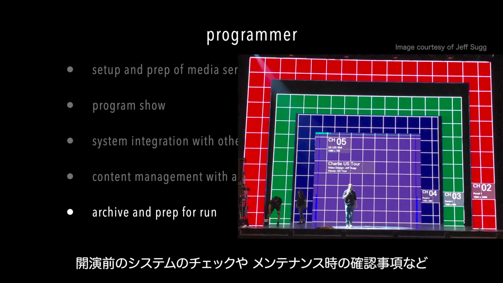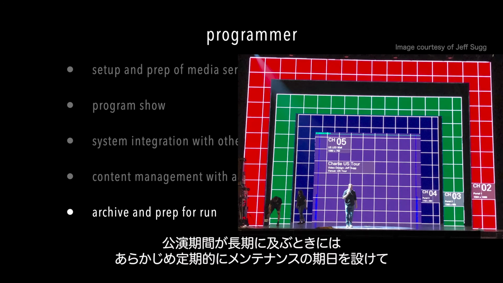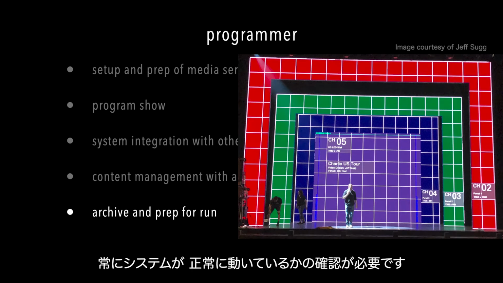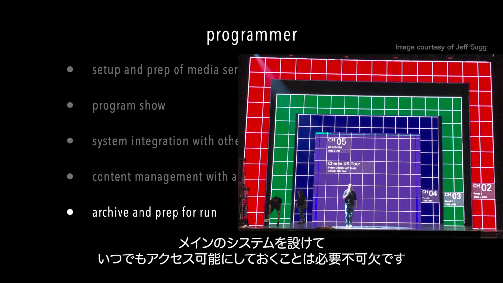And that brings us to archive and prep for the run. Another thing that the programmer is very helpful in doing is creating systems for pre-show tests and system maintenance so that all that stuff is taken care of on a daily basis, and then also over longer runs, so that you have schedules and things in place for making sure that the system as a whole and the server in particular are healthy and running as needed. Frequently we'll use redundant backup systems, so having main and backup systems in place and functioning is also a very important part of that role.